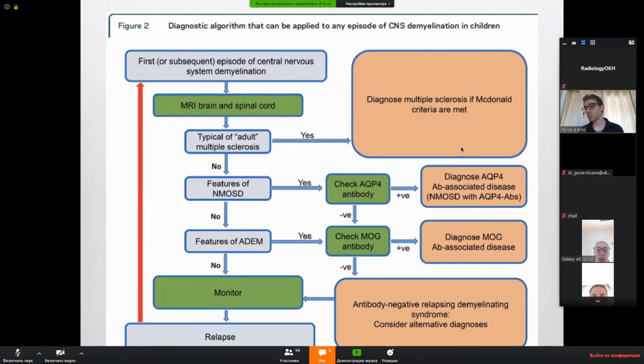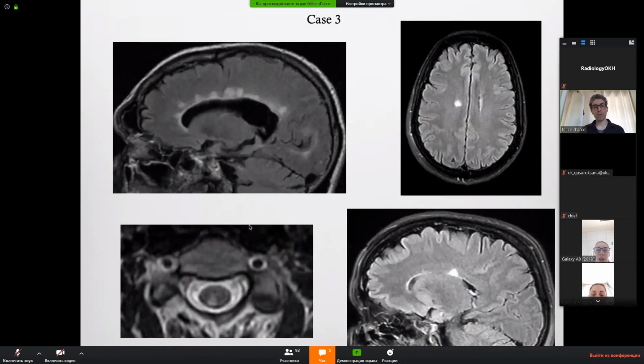What we do at GOSH, we test them both together. If you don't have a neuromyelitis optica spectrum disorder on MR, but you have features of ADEM, again, check MOG antibodies immediately, because all the recurrent ADEMs reported to date have MOG antibody associated disease. Otherwise, you need to consider something different. So I'll show you how the MOG looks like.